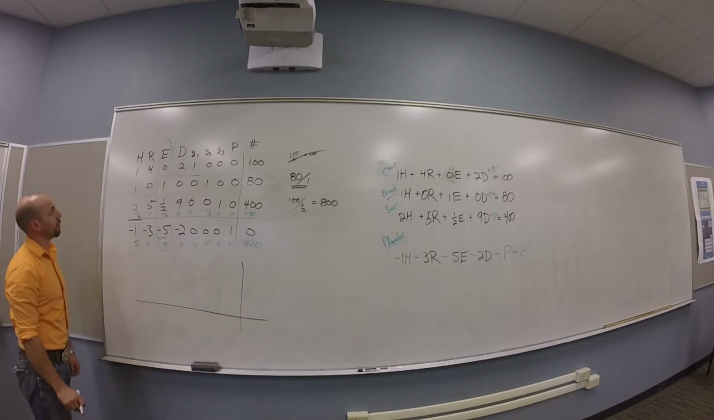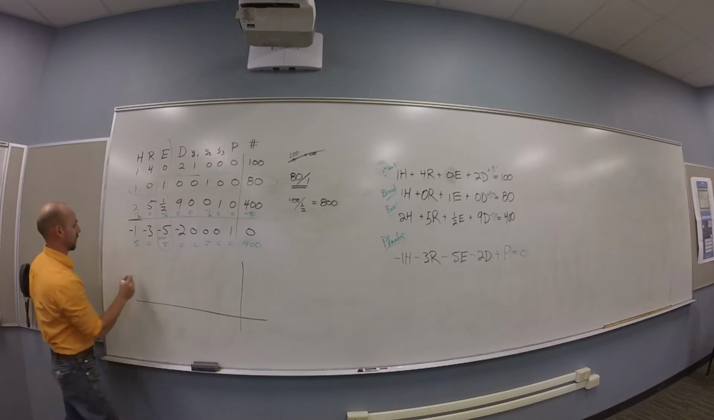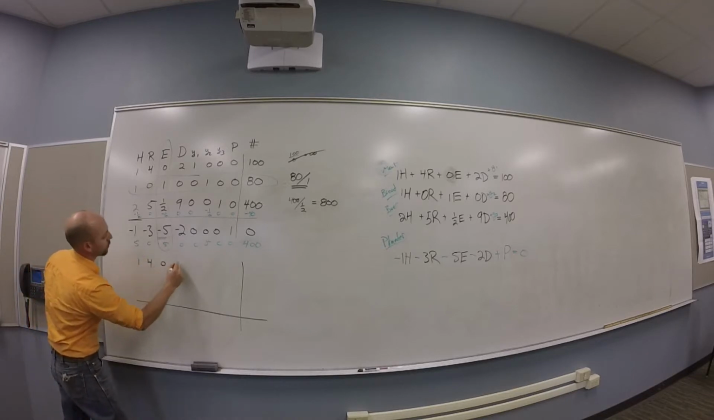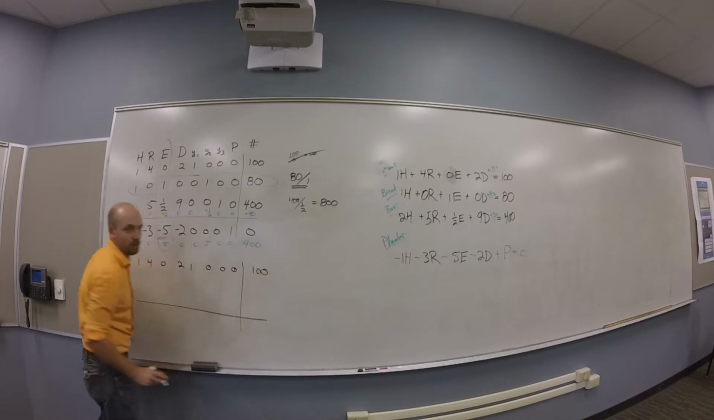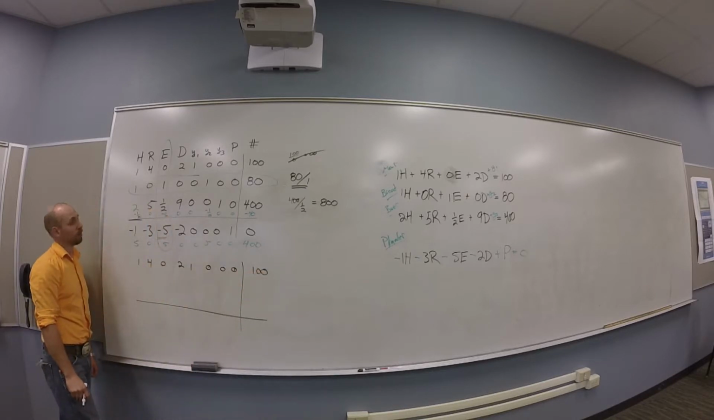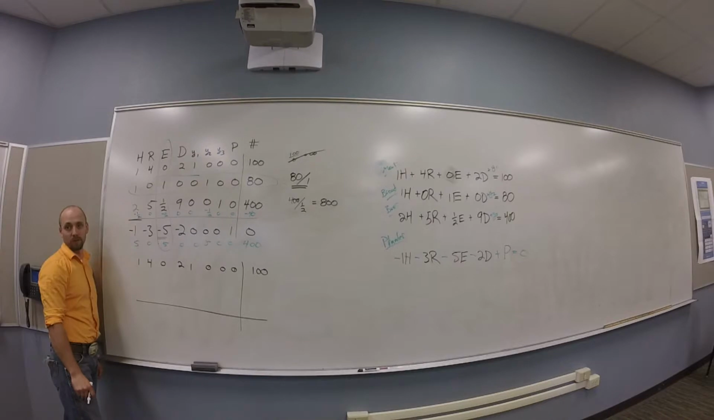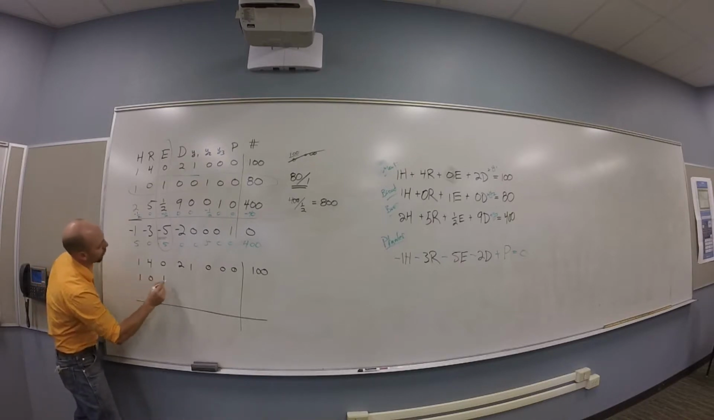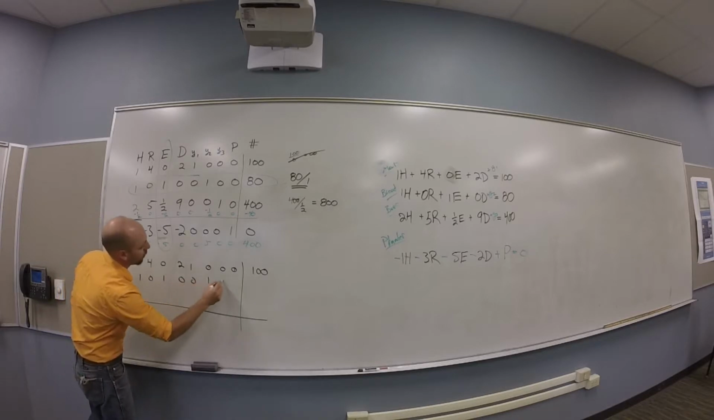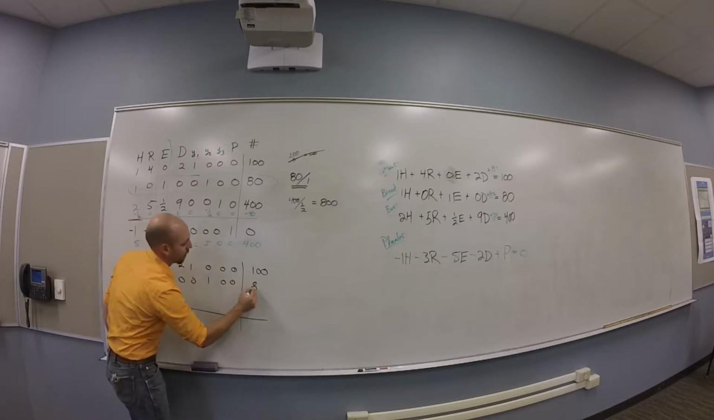What's going to change about my first row? Nothing. 1, 4, 0, 2, 1, 0, 0, 100. Just write that down. What's going to change about my second row? Also nothing. The pivot was convenient. So I got 1, 0, 1, 0, 0, 1, 0, 0, 80.